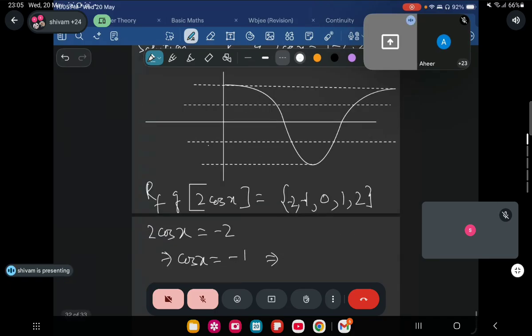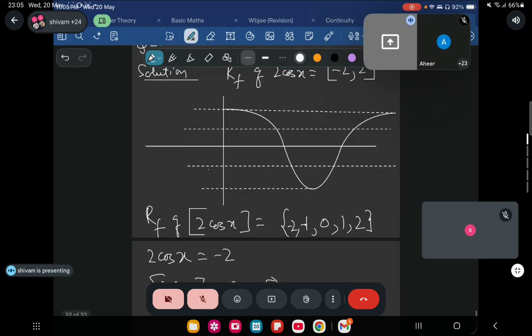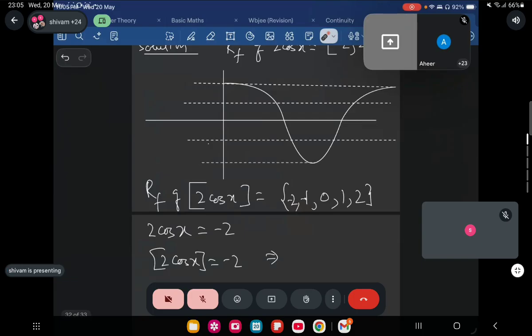Okay, if box of 2 cos x is equal to minus 2, pay attention, where will the graph break? The graph will start breaking exactly at this point. So we need to understand at what point 2 cos x equal to minus 1. What is the value of x?